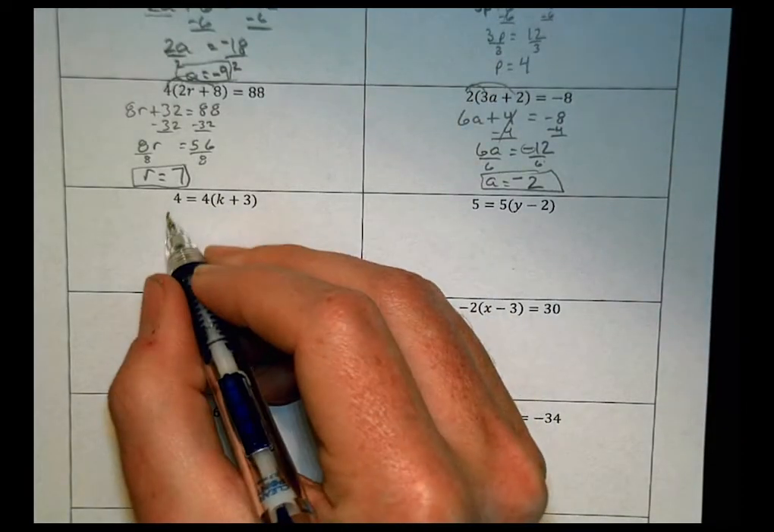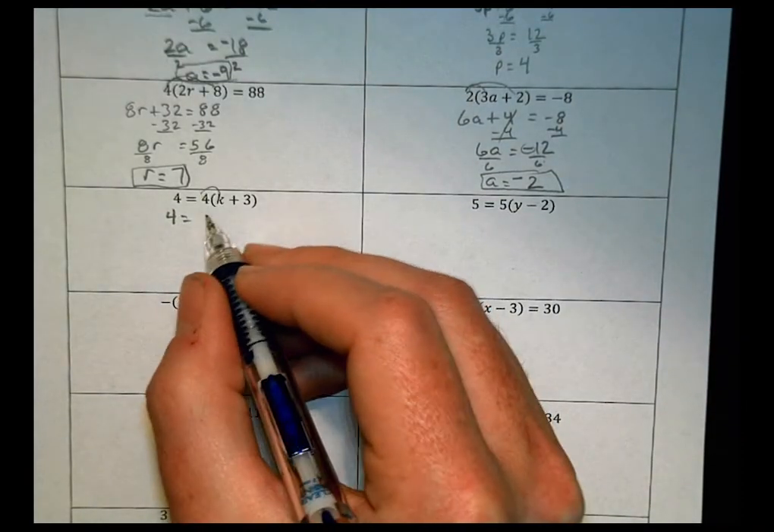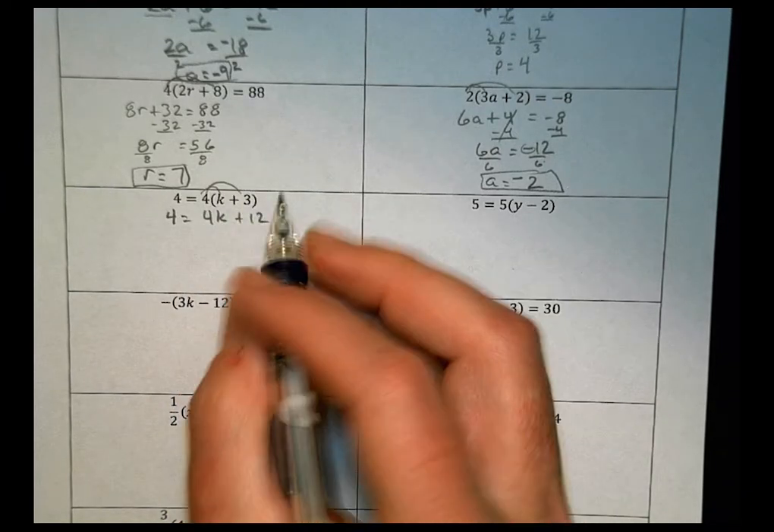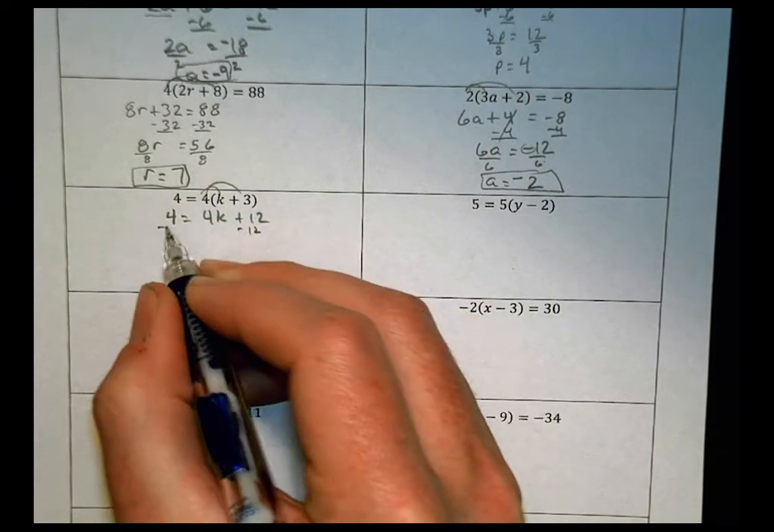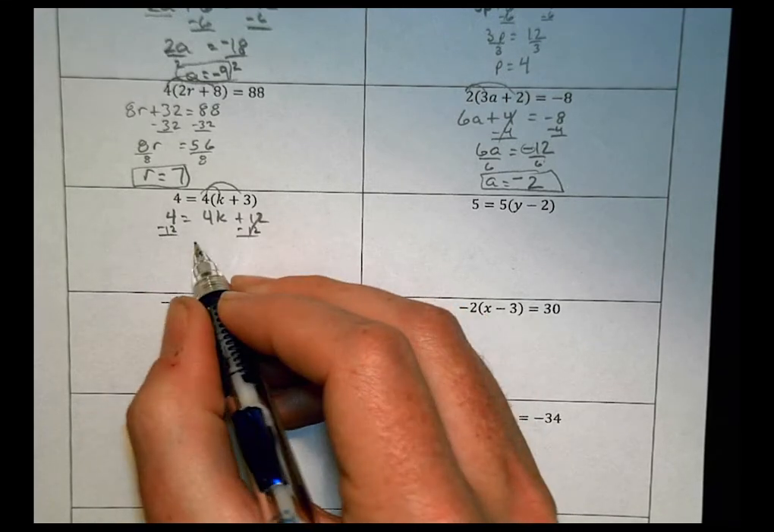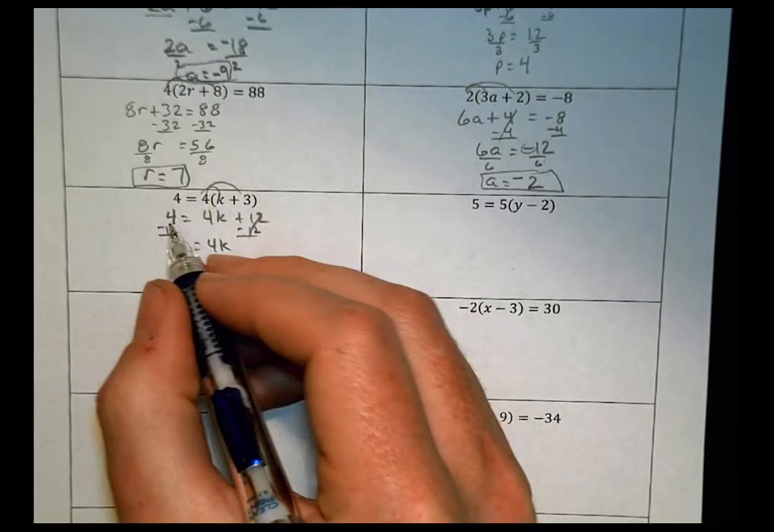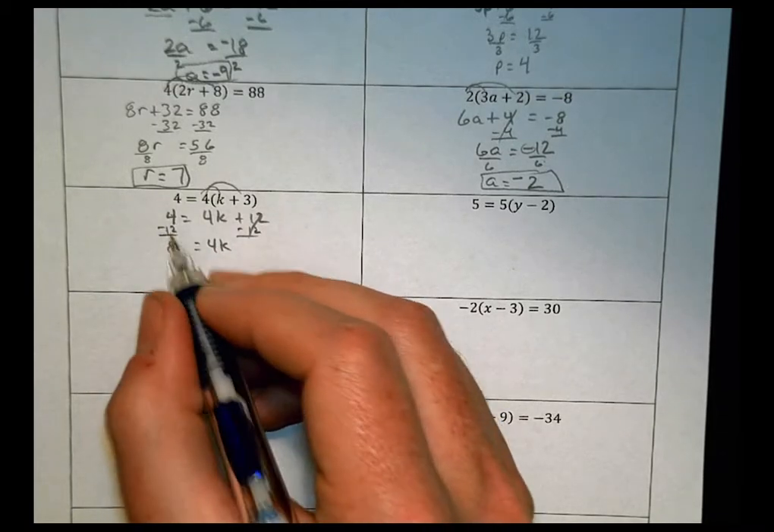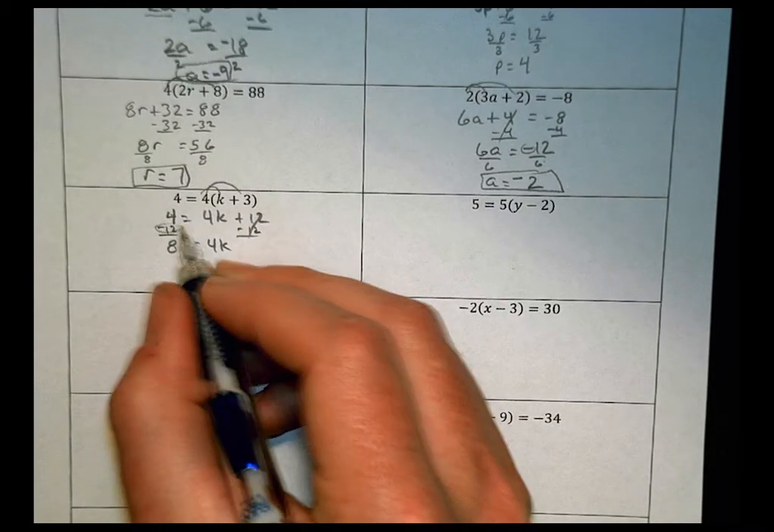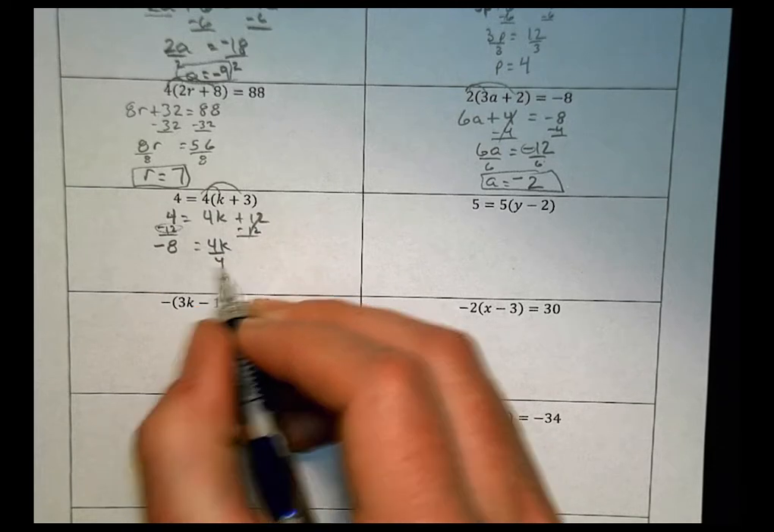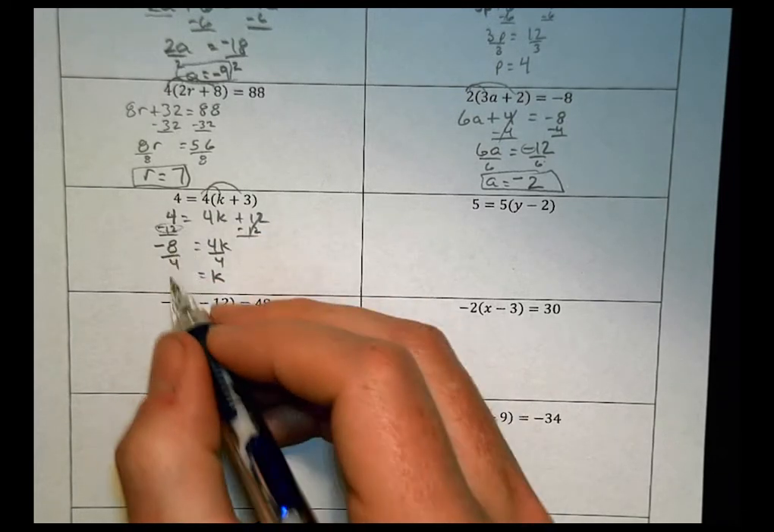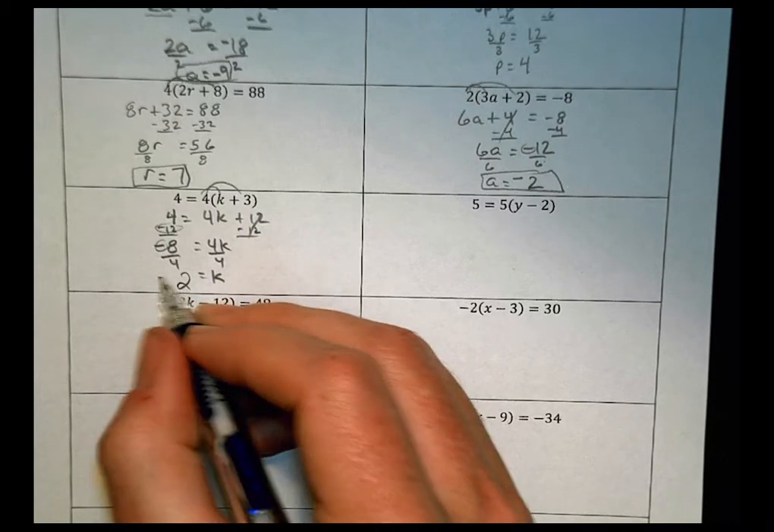Next one, distribute here. So we have 4 times k is 4k, and 4 times 3 is 12. So now we'll subtract 12, it goes away, equals 4k. Signs are different, so I find the difference. 12 minus 4 is 8, and which one has the greater absolute value? The negative. Keep it negative. Divide both sides by 4, and k equals 8 divided by 4 is 2, and I have a negative 2.